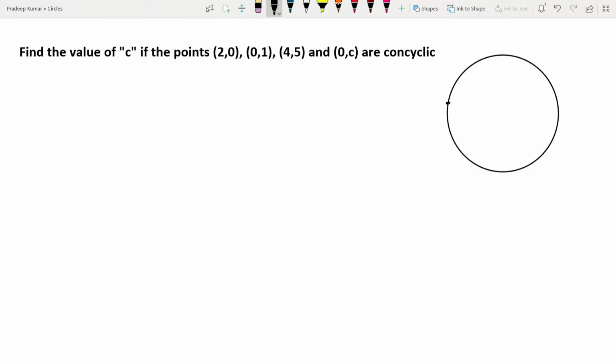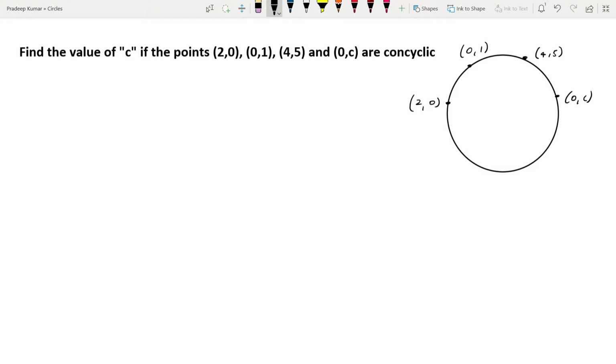Suppose we'll just make the points (2, 0), and the next point I'm just taking (0, 1), and the next point was (4, 5). Another point is (0, c). So the point which we have to find out is c itself. Here they have given (0, c), where we should find the value of c. So that is what we'll do.